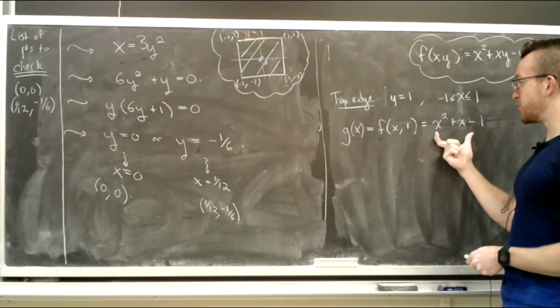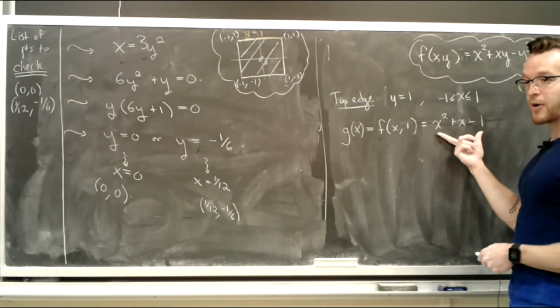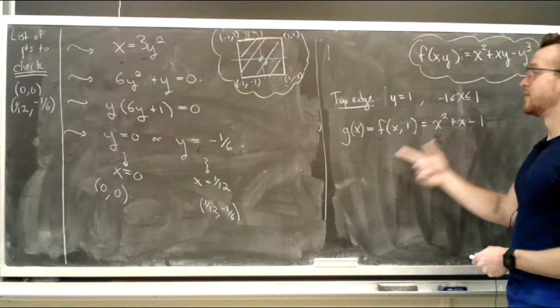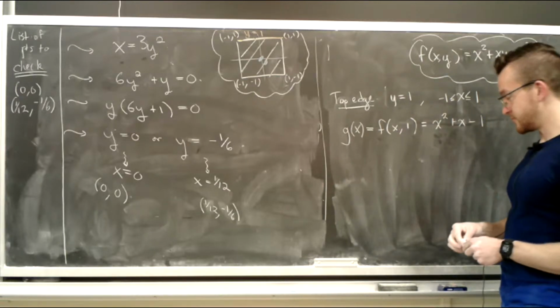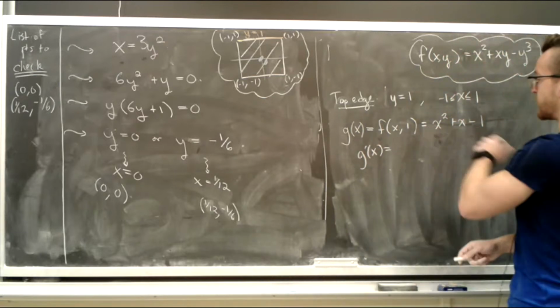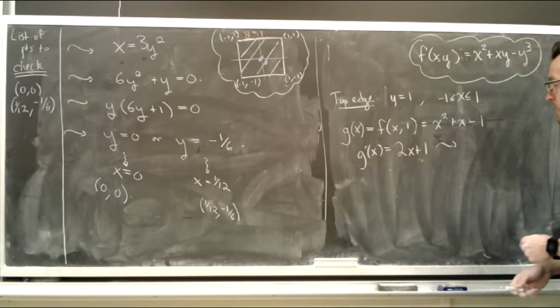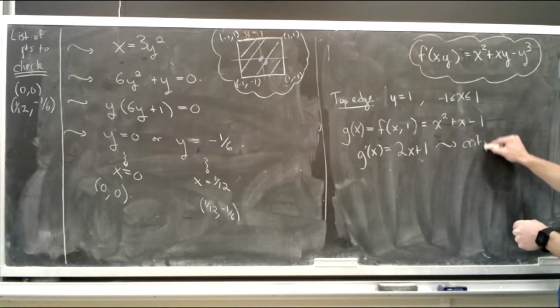So what do we do? We find the min and max, or we find all possibilities of this on this interval. How do you do that? You look for critical points, and then you check the endpoints. So g prime of x is 2x plus 1, which means we have a critical point when x is -1/2.